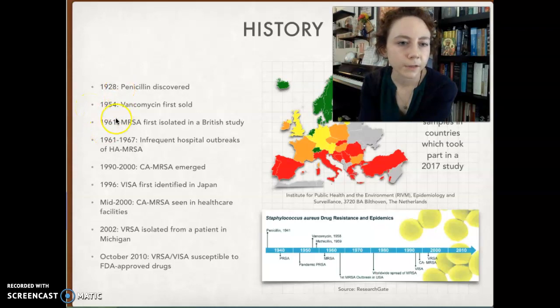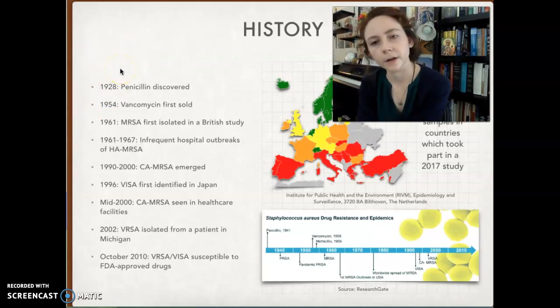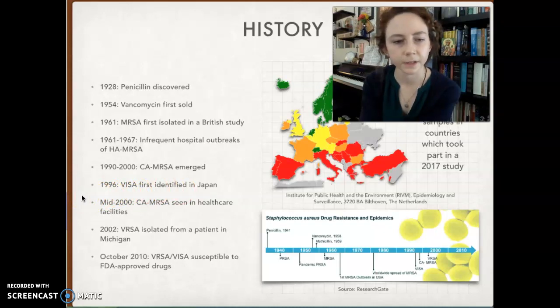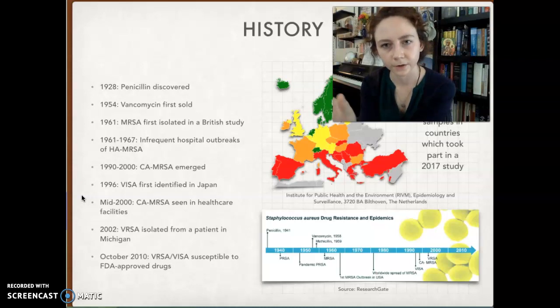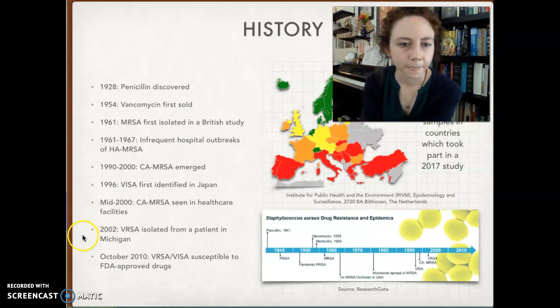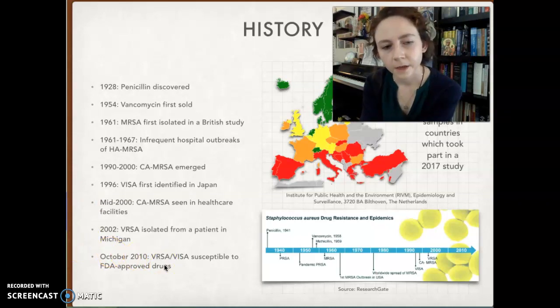Throughout the second half of the 20th century, we saw more and more outbreaks of antibiotic-resistant staph infections. And in the mid-2000s, researchers started to get worried because we started seeing community-associated MRSA, and especially within healthcare facilities. So they started having to distinguish between, okay, this is MRSA, but this person's is community-associated, but now he's in a healthcare facility, so we have to treat it in different ways. And then in October 2010, VISA and VRSA were found to be susceptible to FDA-approved drugs, so that's a positive thing.